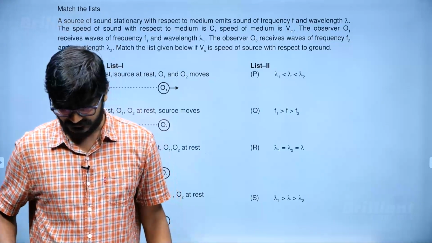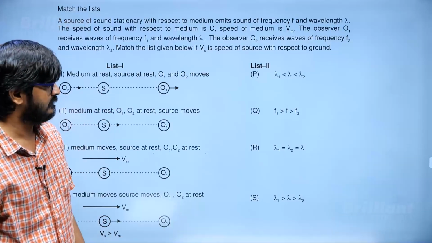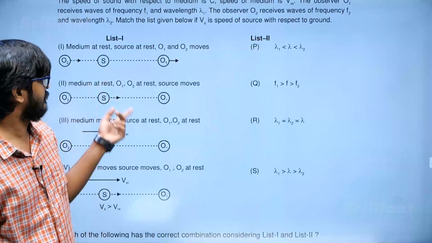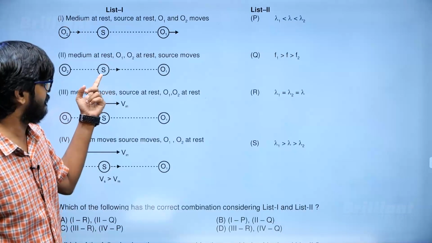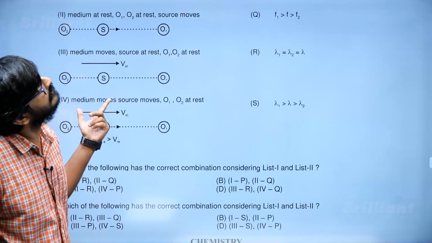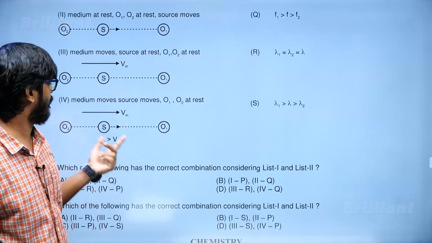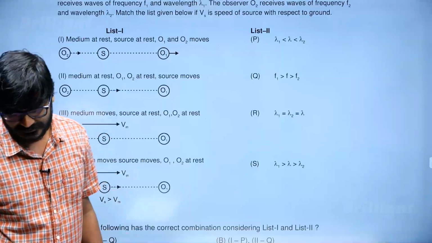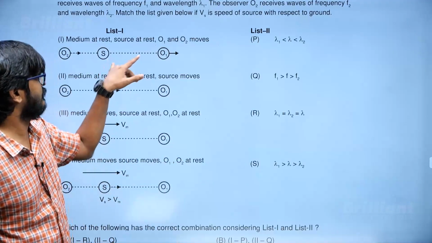I think it's pretty much direct. When the source is at rest, wavelength won't change. No, wavelength won't change here. Wavelength will change here. Okay, wavelength can change here because wind is there, right? Wind is there. So what you can do in all these cases is, frequencies you must be knowing.